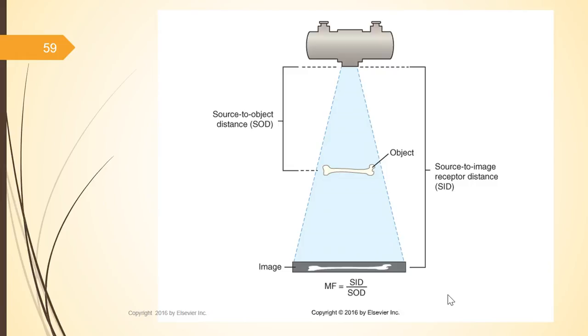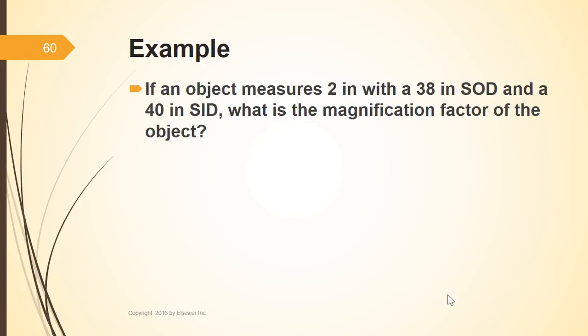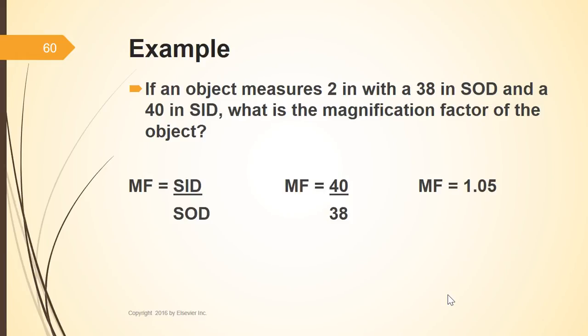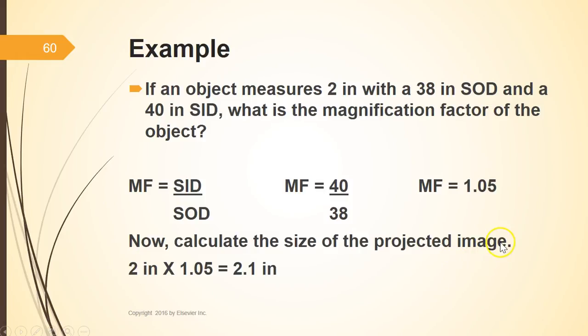So anytime you have magnification, then you decrease your spatial resolution. So here's an example. You have an object that measures 2 inches when you are at 38-inch SOD and a 40-inch SID. What is the magnification factor? Well, there's your formula again. Magnification factor is SID over SOD. So your SID is 40, your SOD is 38 here, so your magnification factor is 1.05. Calculate the size of the projected image now.